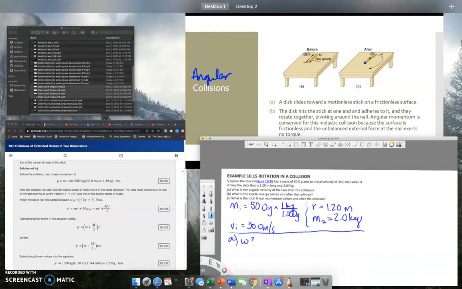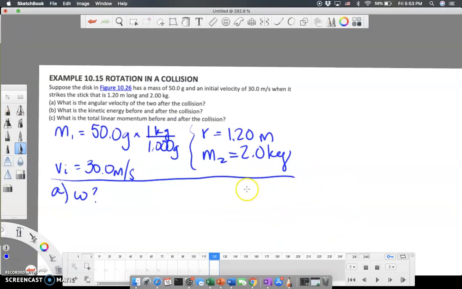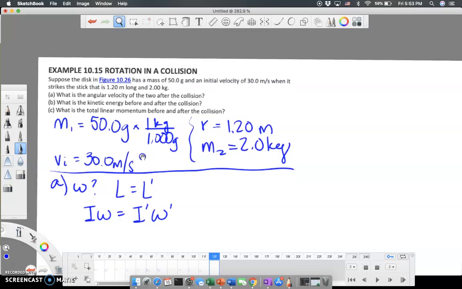So what we'll do is use one of these equations that we just learned about. We want to use the conservation of momentum idea in order to do this. We know that before and after the collision, there is conservation of momentum. And so this means that we'll have I omega equals I prime omega prime, after the collision.